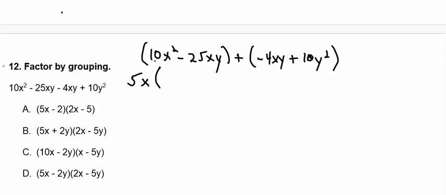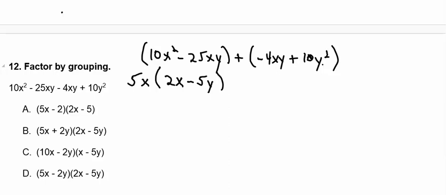So 5 divides into 10 two times. We had two factors of x, we took out one factor, that leaves us with one factor of x. Now for the second term, we have 25 divided by 5, which is 5. We had one factor of x, and we took out one factor of x, and we didn't take out any factors of y. So we have 5x times the quantity 2x minus 5y.